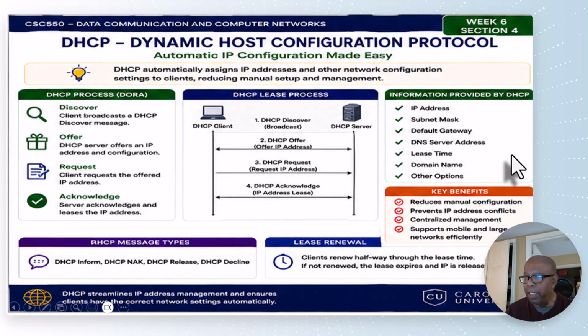Information provided by DHCP. So when I do that automatic assignment, this information is sent: the IP address, the subnet mask, the default gateway, the DNS server address, the lease time, the domain name, and other options. So all this information, the automatic setup, is what's being sent in relation to a given device that has been added to the network.